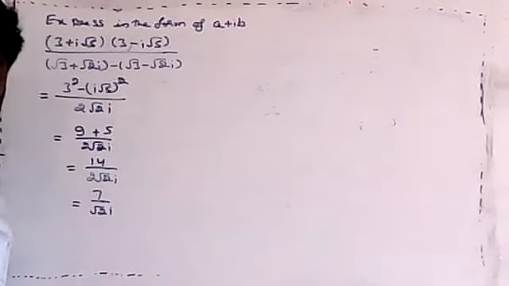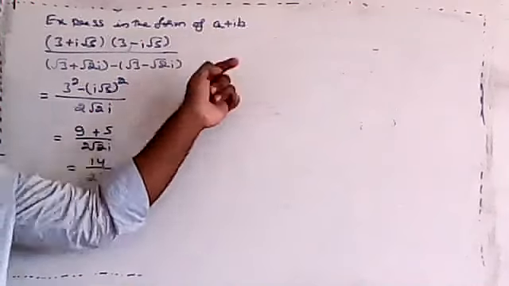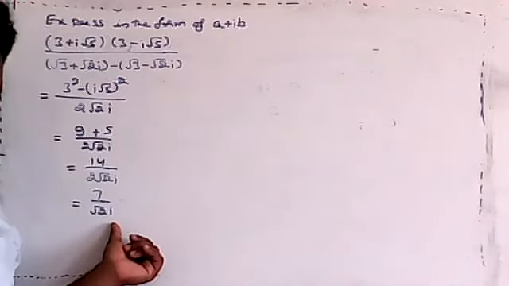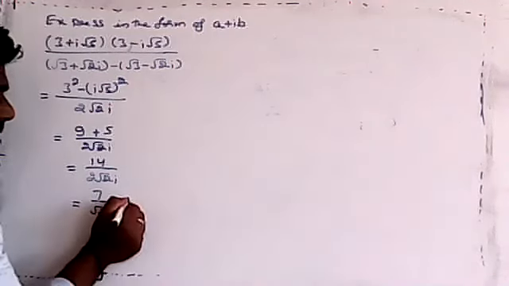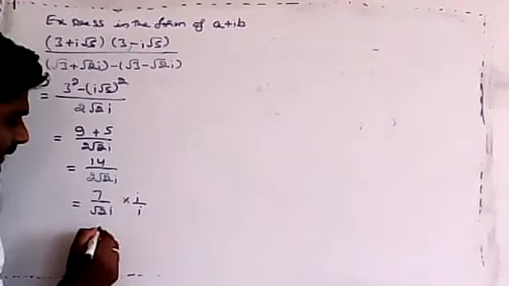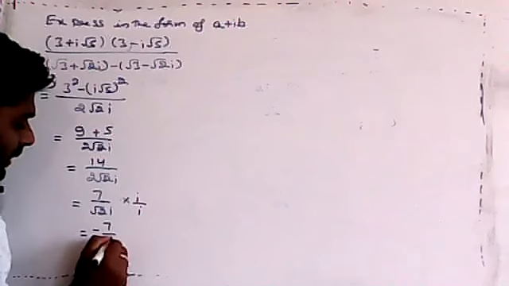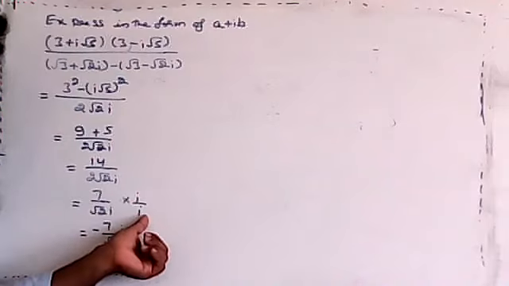But what is 1 by I means? So we have to write in the form of a plus ib, no? The imaginary part is in the denominator. We have to write in the form of numerator, no? A plus ib should be. So what you're doing? Just multiplying both by I and I. Correct? What do you get then? Minus 7 by root 2I. Correct? Just you multiplied by I and I in the numerator and denominator.